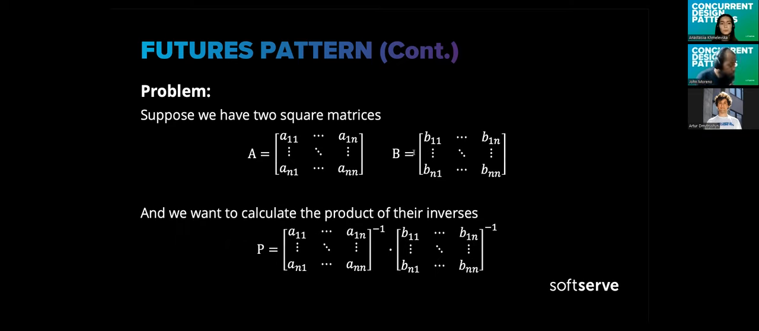So in order to illustrate this pattern, I'm going to define a problem. The problem is, suppose we have two square matrices, A and B, and we want to calculate the product of their inverses. So from introduction to algebra, we know how a matrix is defined, how its inverse is determined, and how the product is also determined.